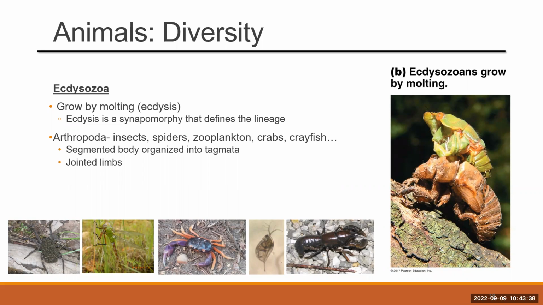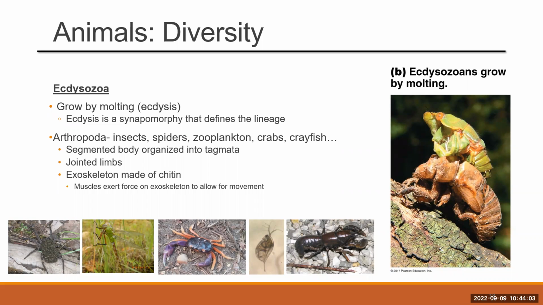Jointed limbs. And they have an exoskeleton that is made of chitin. And the muscles are able to pull on that exoskeleton to get the organism to move, which you'll probably hit on again once you get to the muscles chapter later on in the semester. But you'll talk again about how muscles move a skeleton and stuff like that.